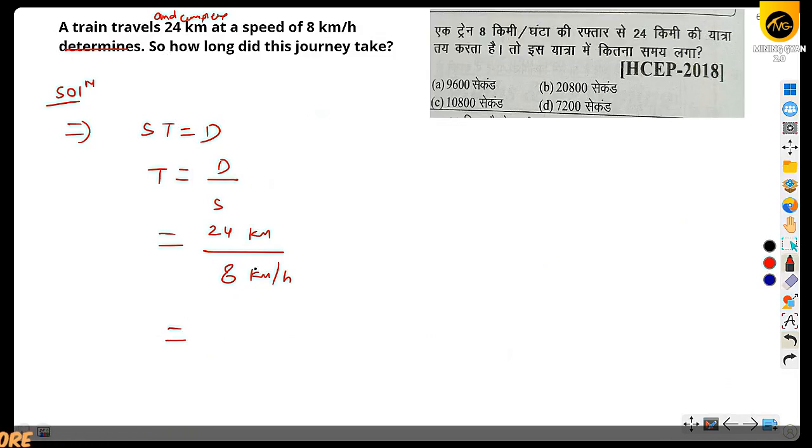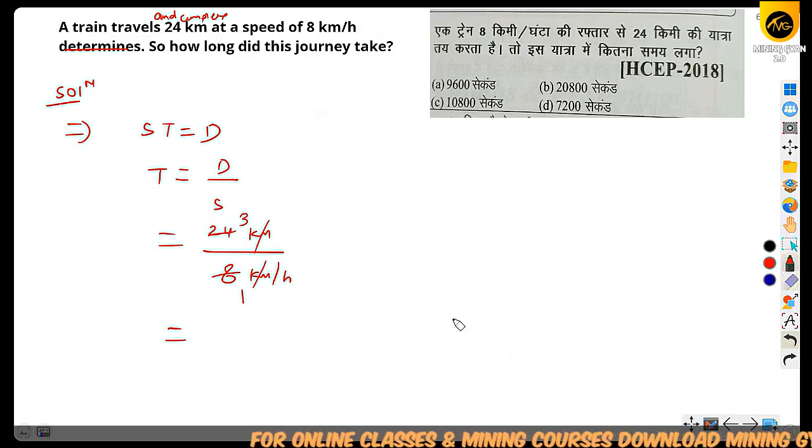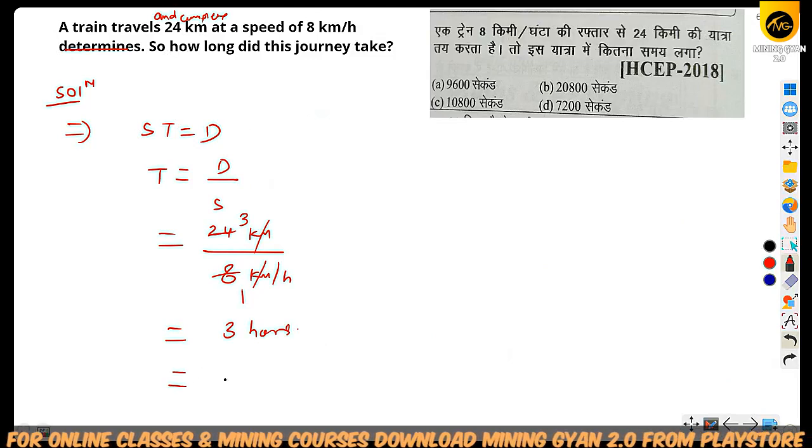So 24 divided by 8, that means 8 threes are 24, it will be 3. Kilometer cancels, so we have just 3 hours. The time will be 3 hours. Just convert this 3 hours into seconds. So what will we do to convert into seconds? It will be 3 hours multiplied by 3600.